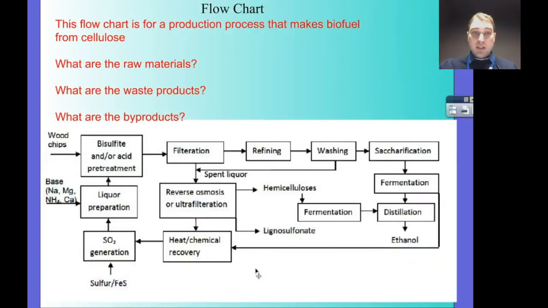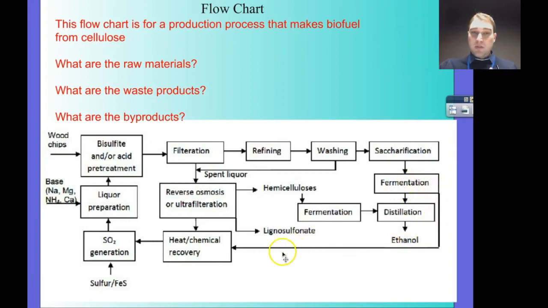Here's another flowchart. This is for the production of biofuel from cellulose. So raw materials, up here we've got wood chips, so that's one thing that's added. And in here it's already a mix, we've got some bisulfite or acid in there. If we follow through, we can see we get some filtration, some firing and so on, saccharification, so that's turning into a sugar. Then we have fermentation, and then that leads into distillation and the ethanol.